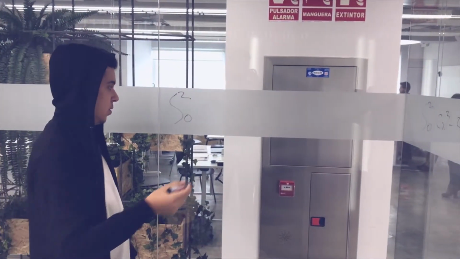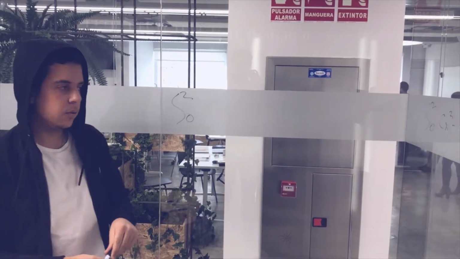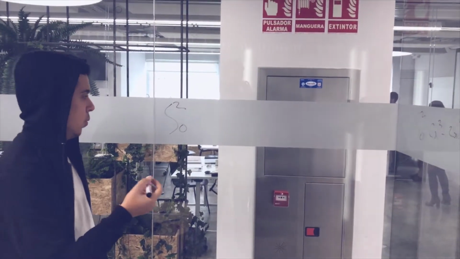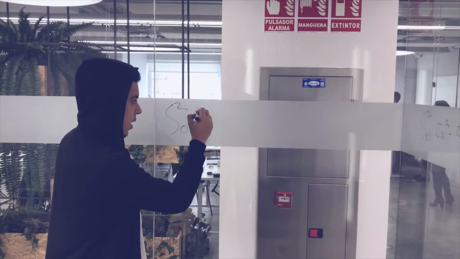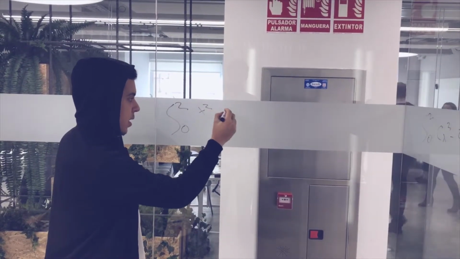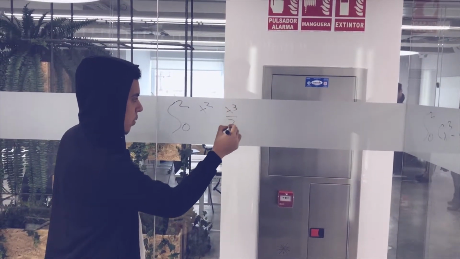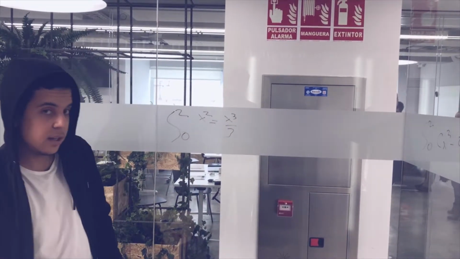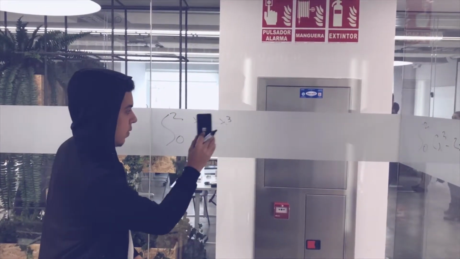So the first step is to integrate the equation, and to do so we're going to use the power rule, which for example means if I have x to the power of 2, it will become x to the power of 3 over 3. This is the power rule. It can be used by any exponent except -1.